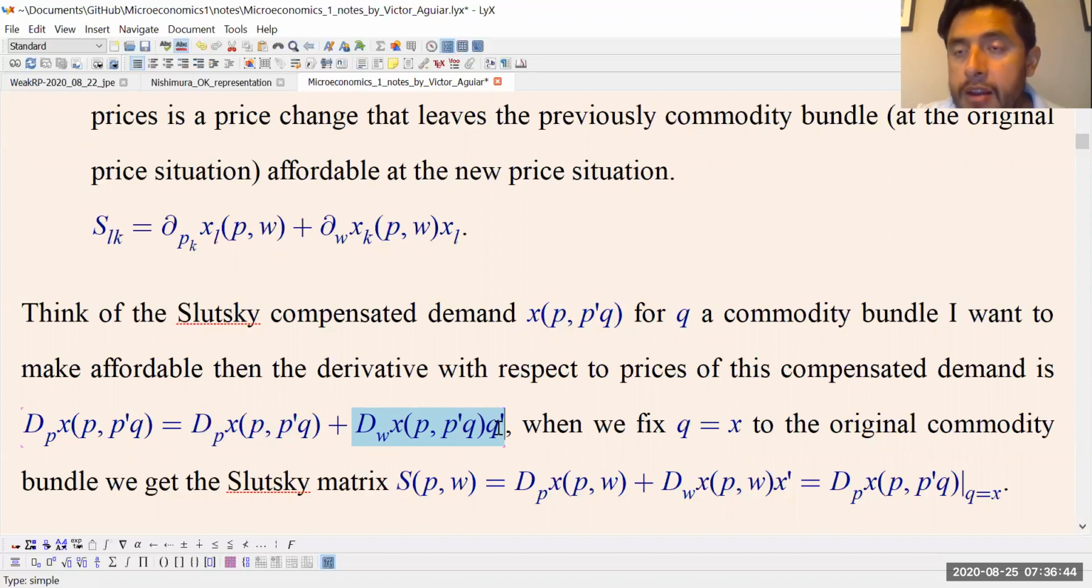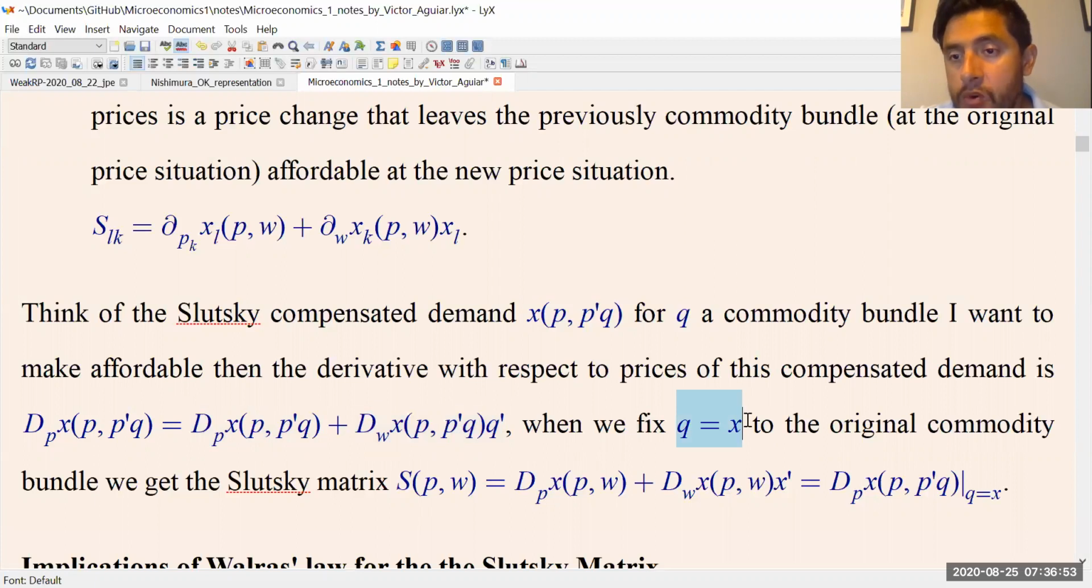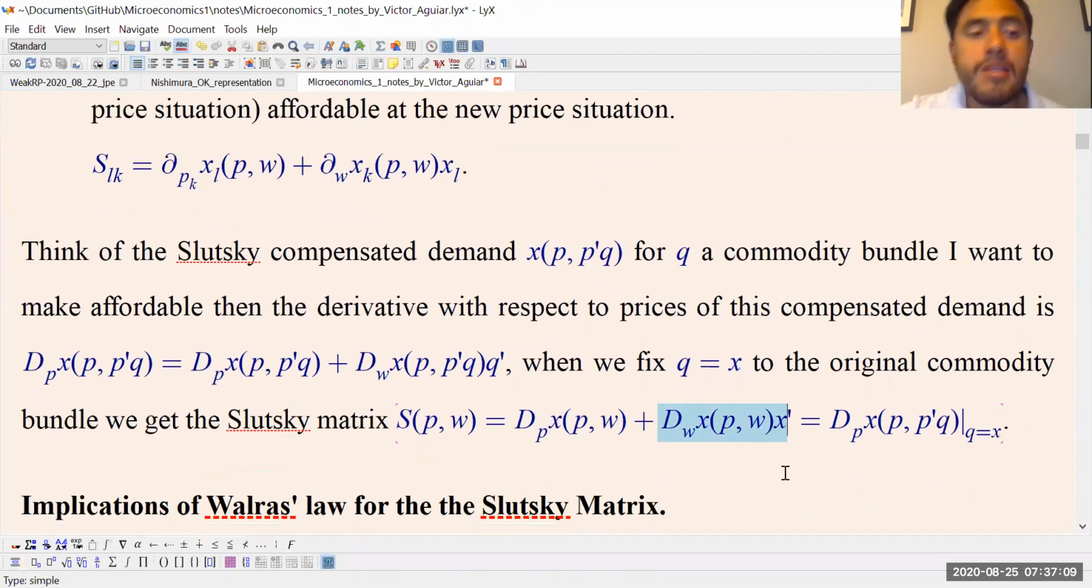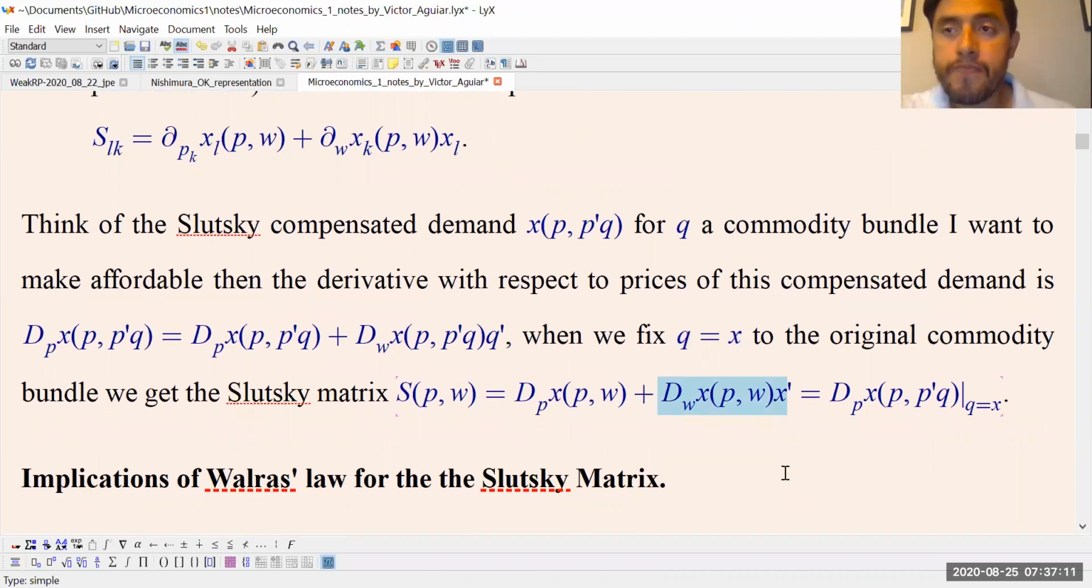So in particular, let's say I want to ensure the consumer is able to afford the original commodity bundle. So Q is equal to X, X being the original commodity bundle. If I replace this in the previous expression, then I get the Slutsky matrix. So that means that the Slutsky matrix is equal to the substitution effects plus the income effects multiplied by X. What I'm saying is basically that the Slutsky matrix is correcting for changes in income.